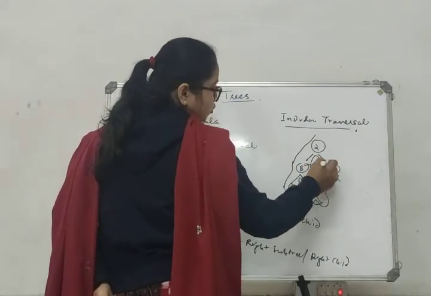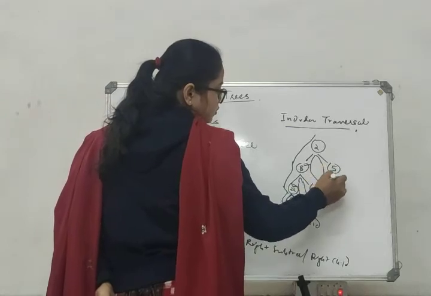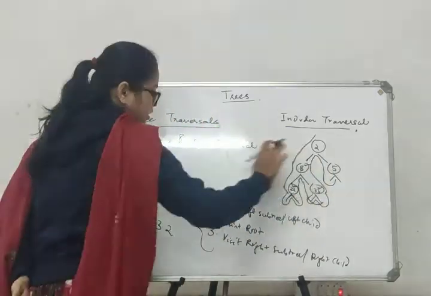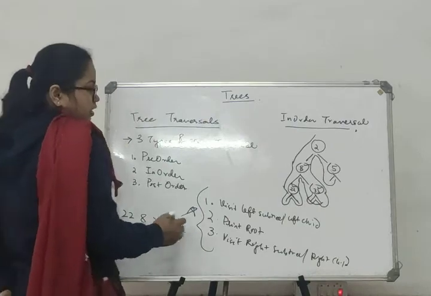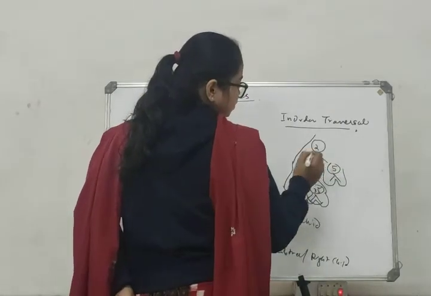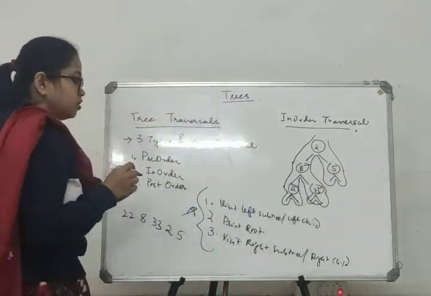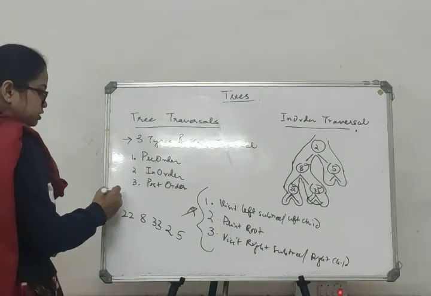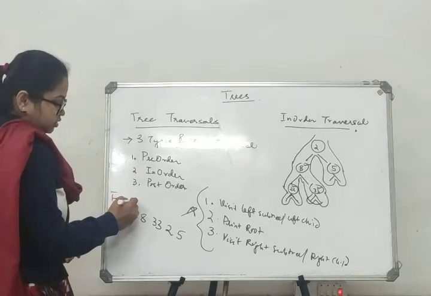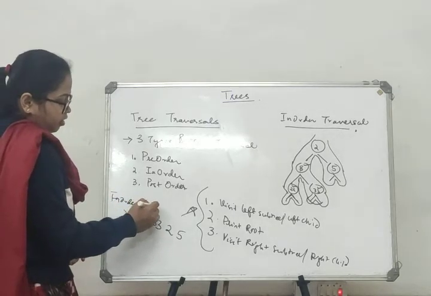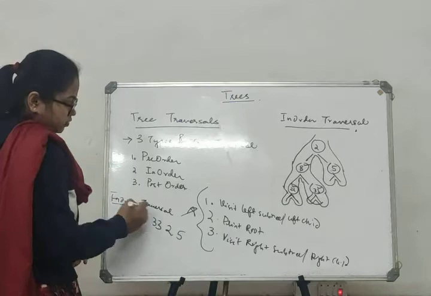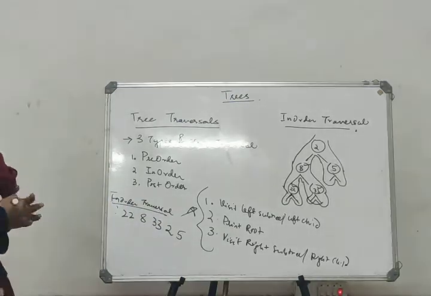Now for this node, the 5 node, first visit the left, then print root. Left there is nothing, okay, print root 5. Then visit the right. Then after that, coming here there is nothing. So everything is done. So this is the in-order traversal result. Okay, this is the in-order traversal result.